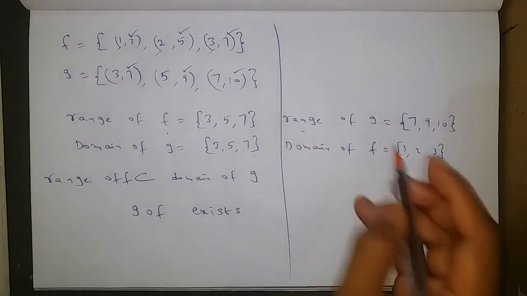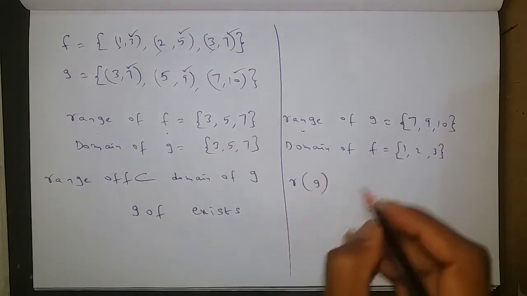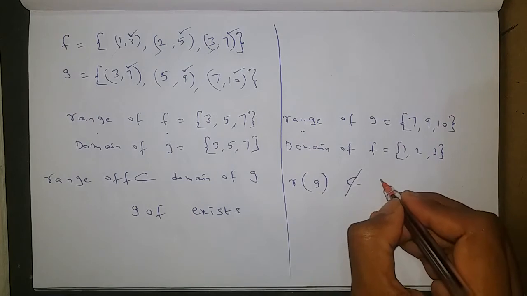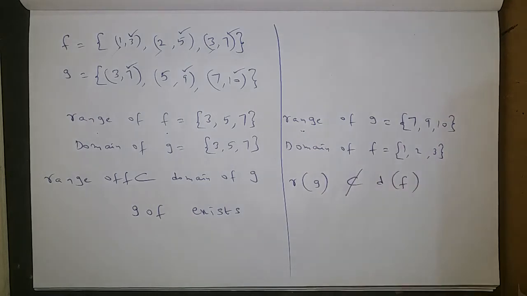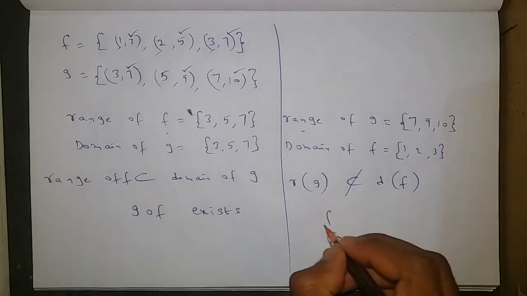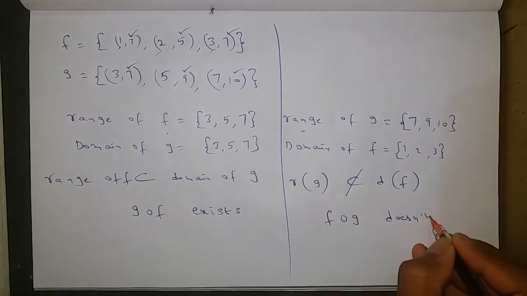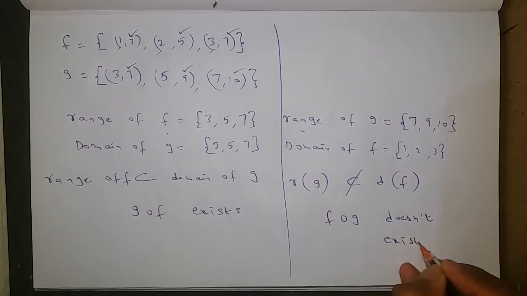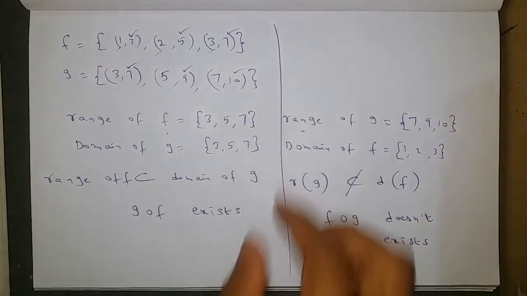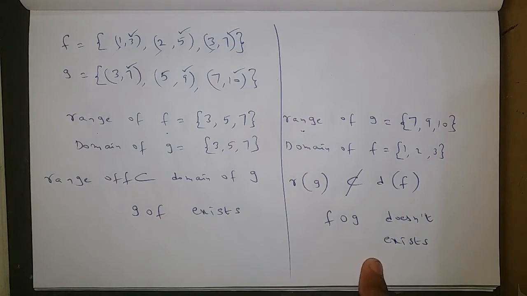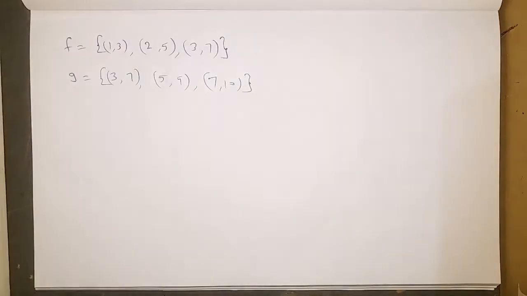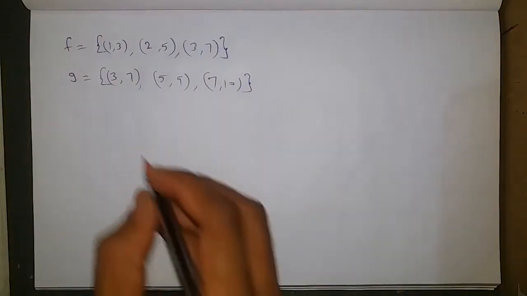Here the range of g is not a subset of the domain of f. So in reverse, f of g does not exist. So for the given two functions, f of g does not exist, only g of f exists. So let us find g of f. Okay, only g of f exists.